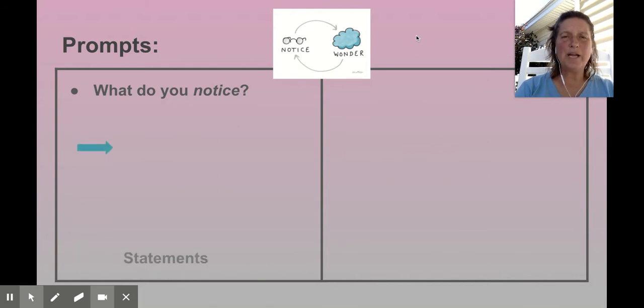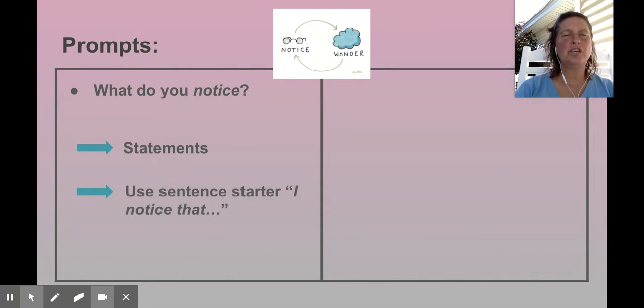So basically, when you are making observations, you're going to be making statements under the notice side. And I often encourage people to use the sentence starter, I notice that there is a pattern of colors in this image. I notice that most of the shapes are squares. So really try to use the I notice and be very careful with the vocabulary.